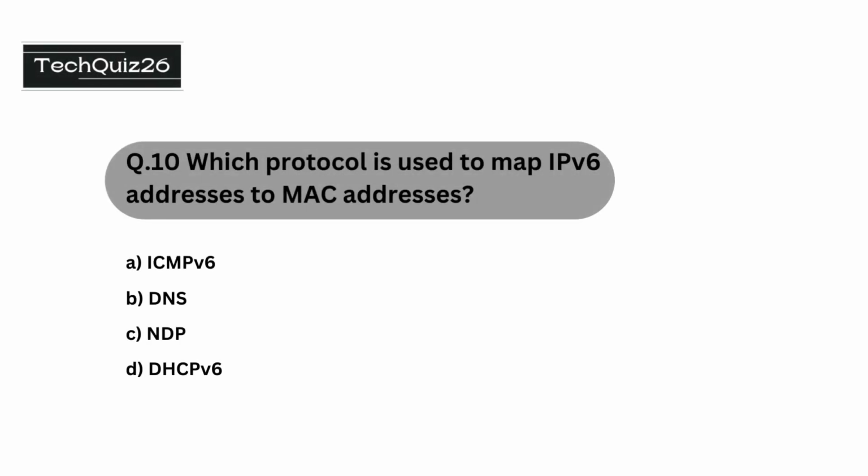Question number 10 is, which protocol is used to map IPv6 addresses to MAC addresses? The options are ICMPv6, DNS, NDP, DHCPv6. The correct option is NDP.